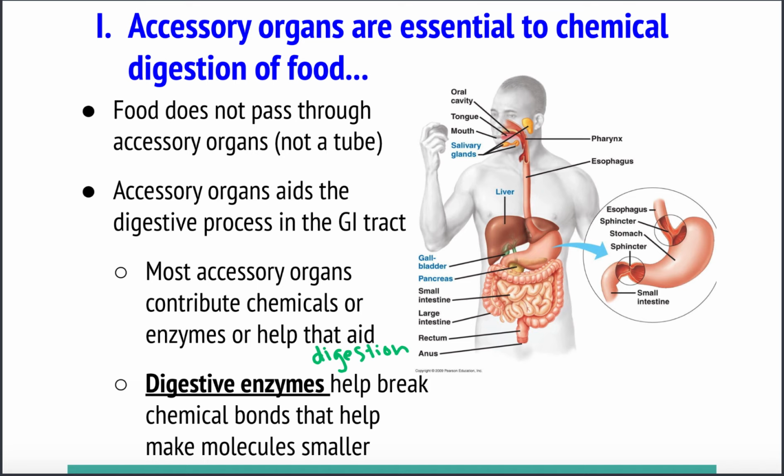Most accessory organs contribute chemicals or enzymes that help aid digestion. When I talk about enzymes, I'm talking particularly about digestive enzymes whose main job is to break chemical bonds in larger molecules to turn them into smaller molecules.